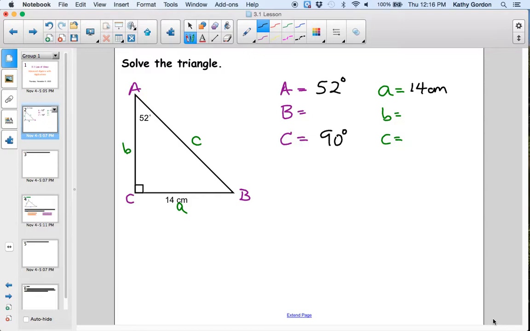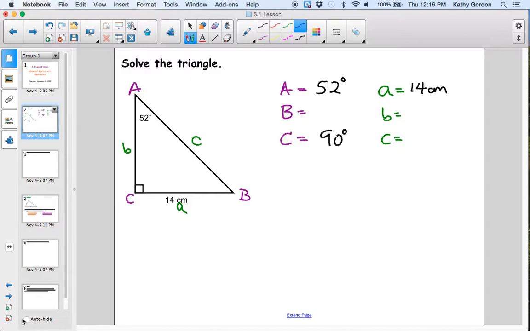Okay, so that was the information that I started with. What seems to be a pretty easy piece to figure out first? Angle B. Why? Because you already have triangles. And what do we know about angles of a triangle? There are 3 angles in this one.